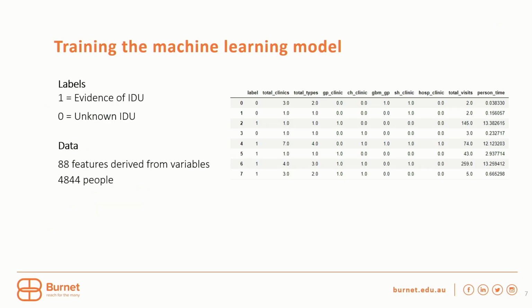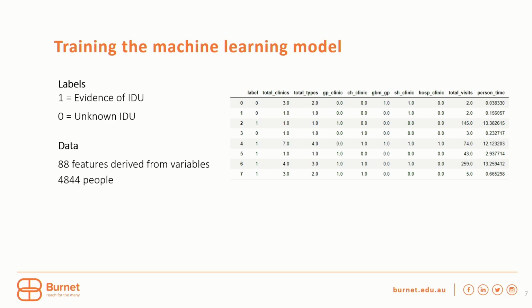So a little bit about how the model was developed. We used 2,422 people who had evidence of IDU, as I described before, and an equal number of other people where IDU was unknown. I was then able to use 88 variables compared to just 3.